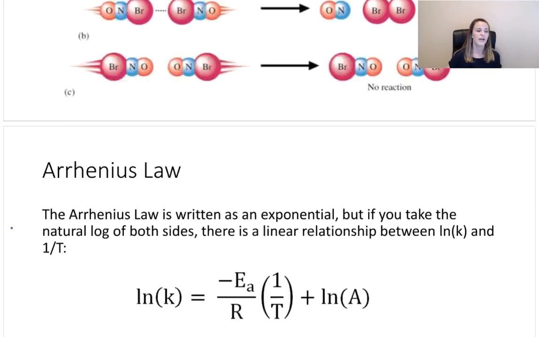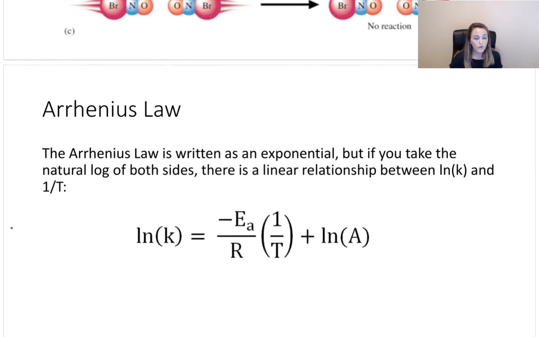Okay, so now, this brings me to Arrhenius' Law, which gives us the beautiful equation that you actually would use in lab. So if you continue on with chemistry and you do any type of kinetics, you're going to see this equation and you're going to use it a lot. So Arrhenius' Law is written as an exponential. But if you take the natural log of both sides, there is a linear relationship between the natural log of k, the rate constant, and the inverse of your temperature. So all I'm doing is taking the equation I gave you like 3 or 4 slides ago, and I'm just adding this component to it. I'm adding the natural log piece.